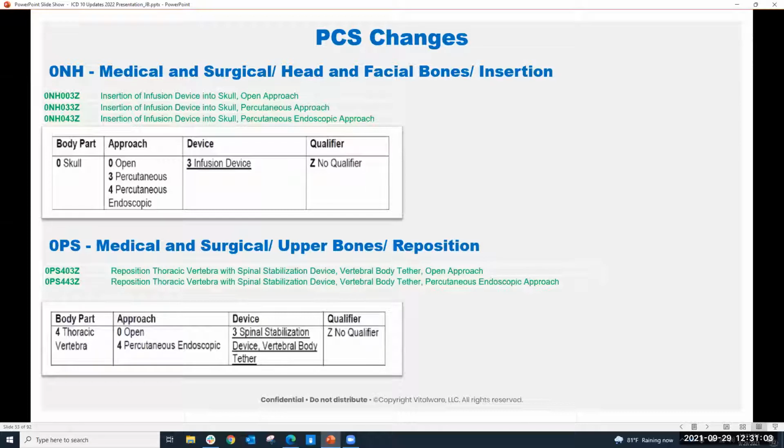Next table is the reposition of the upper bones. And you can see that they added the device, spinal stabilization device, vertebral body tether. The addition of this device is for codes that treat progressive idiopathic scoliosis.